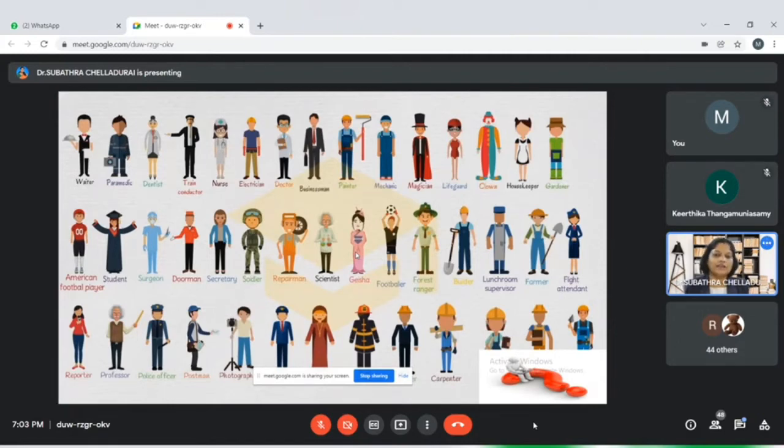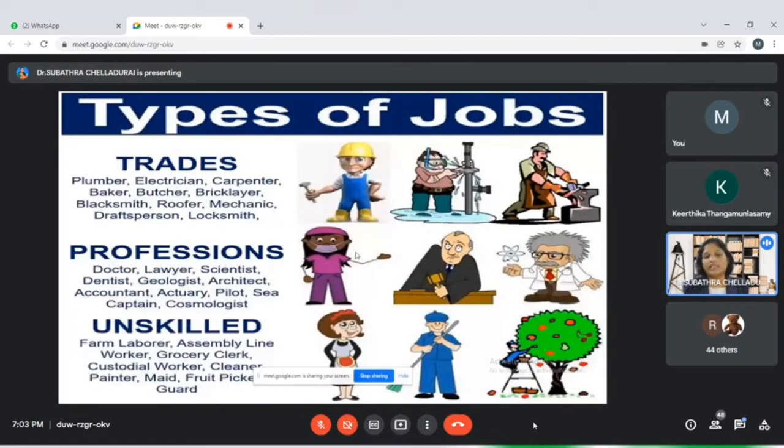ஏதாவது ஒரு வேலை பார்த்து உங்களுக்கு இன்கம் கிடைச்சா you are self-reliant, right? So many jobs are there. So you have to engage in some kind of job in order to be a self-reliant person. You can categorize the jobs like this: if unskilled, இது மாதிரி வேலைங்க எல்லாம் பார்க்கலாம். Profession இருந்தா you can be a doctor, lawyer, scientist, dentist, geologist, pilot, sea captain, cosmologist. And some kind of trades like draftsman, locksmith, mechanic, இந்த மாதிரி ஒரு சில தொழில் சார்ந்த வேலைகள், அல்லது unskilled-ஆ இருந்தா labourer-ஆ work பண்ணுவோம்.